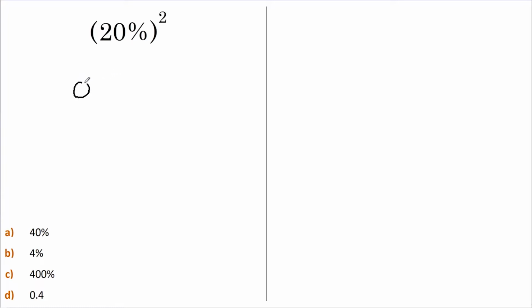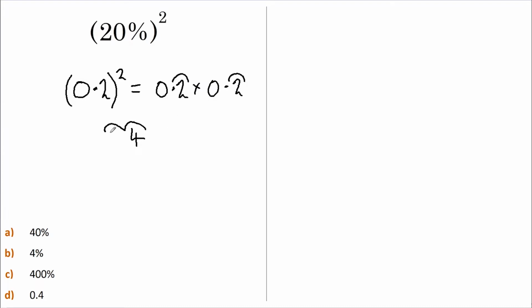20% can be written in decimal as 0.2. So in other words, this is 0.2 squared, which equals 0.2 times 0.2. 2 times 2 is 4. Now we've got to count up the decimal places. So this is 1 and this is 2. So 1, 2. And that's where our point goes.